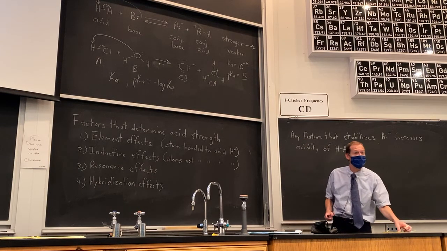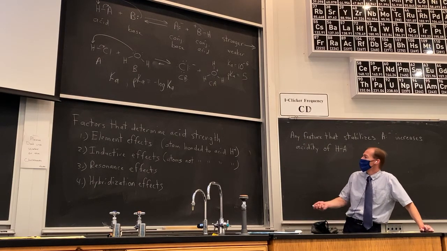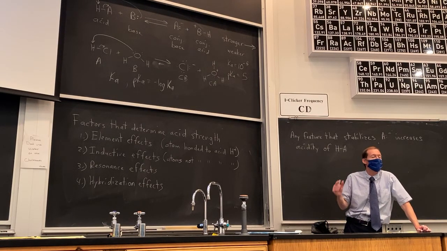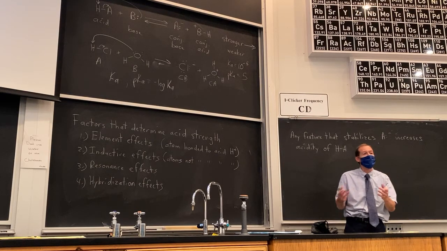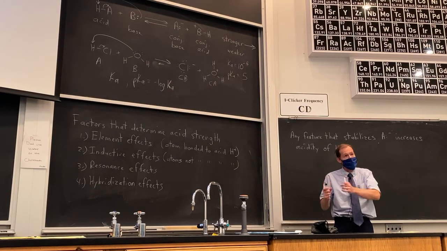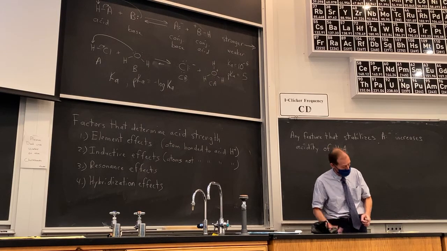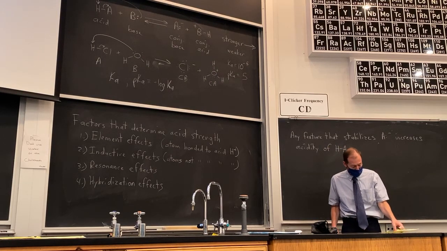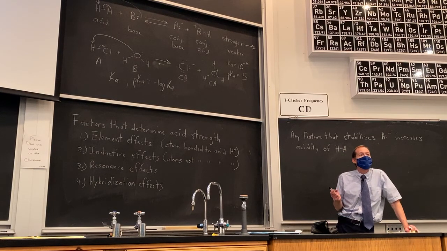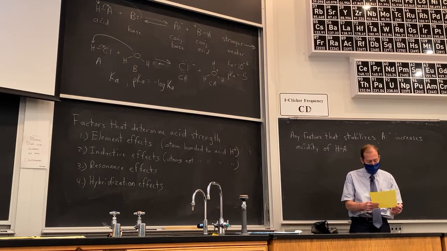Okay, any questions? So it's very important when we are considering these four effects that we are comparing conjugate bases rather than the acids themselves. So when we're going to compare two or more acids and trying to determine which one's a stronger acid, we're always going to be looking at the conjugate bases and not the acids themselves. Okay? So let's go on. Let's discuss the element effects now: how the properties of the atom bonded to the acidic hydrogen will impact the relative acid strength.